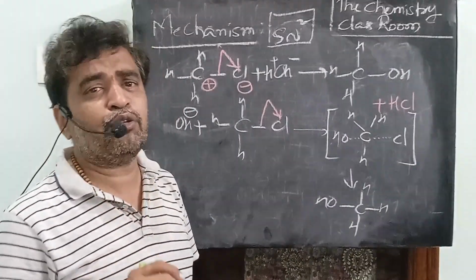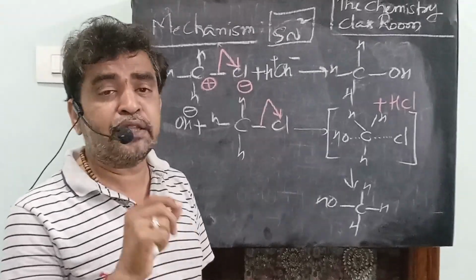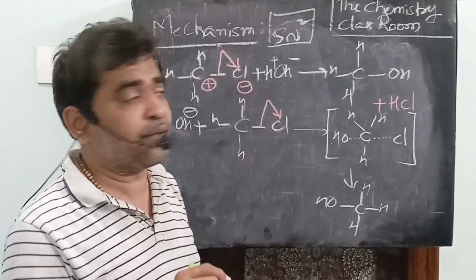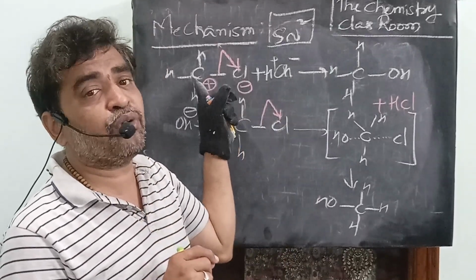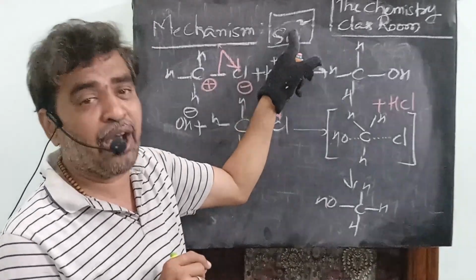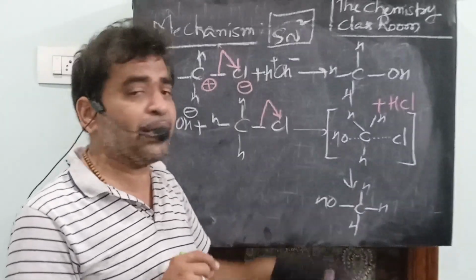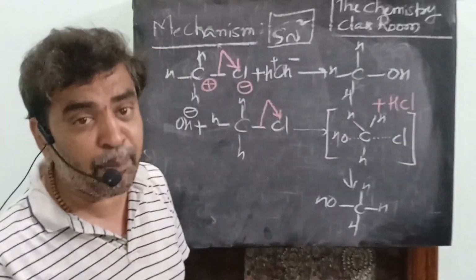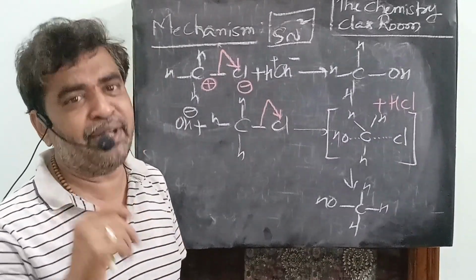So generally we have to observe where the SN1 and SN2 mechanisms occur, which compounds are involved in SN1 and which in SN2. We have to discuss that; it depends upon the carbocation stability. That stability we will discuss later.